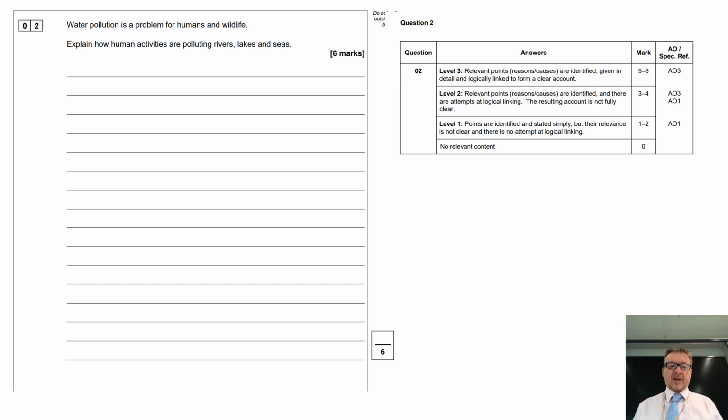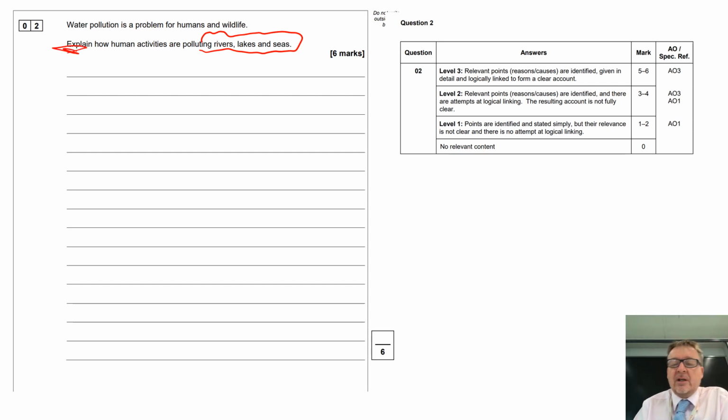Oh, big paragraph. Right, so question number two. Water pollution is a problem for humans and wildlife. True. Explain how human activities are polluting rivers, lakes, and seas. Now, rivers, lakes, and seas, so we're talking about water. So how are humans polluting water? 6-mark question.